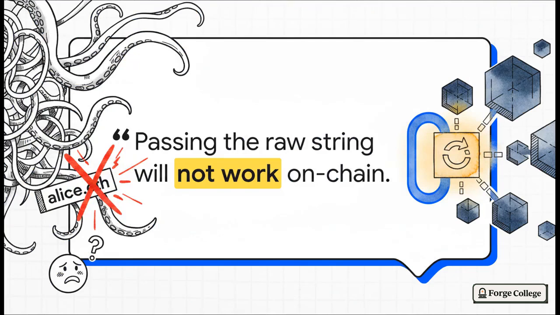I cannot emphasize this next point enough. Passing the raw string will not work on-chain. If your smart contract tries to ask the registry for alice.eth using raw text, it will stubbornly reject it. It will basically throw an error, take your gas money, and laugh at you. You have to use that bytes32 name hash we just talked about. It is the one and only currency the registry accepts.